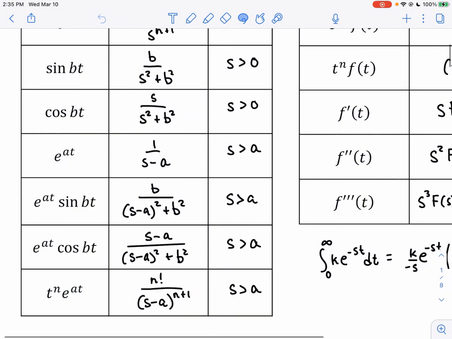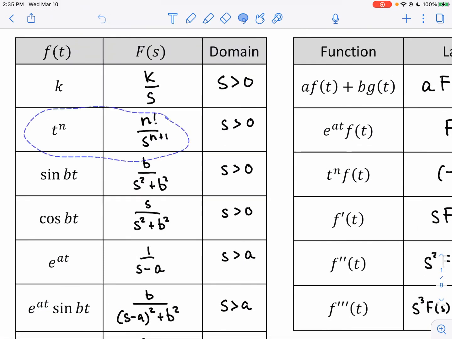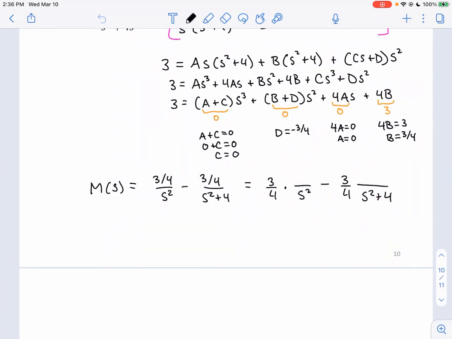So we have something over s squared. So we got to go back to our table. Something over an s squared. So it looks like this is the one I'm going to be looking at. And I want that s to be s squared. So the n has to be a 1. So I need a 1 factorial up top. So I just need a 1 over s squared. If I had a 1 over s squared, that would tell me that the original f was just t, right? Because the n would be 1, so we would just have t here. So that 1 we get for free. So inverse Laplace of this will be t, so let's go ahead and get that going. Little m of t is equal to 3/4 of t. So there's the first one done.